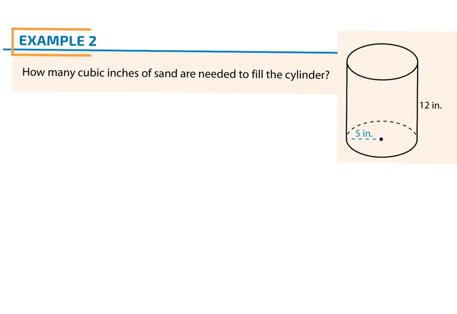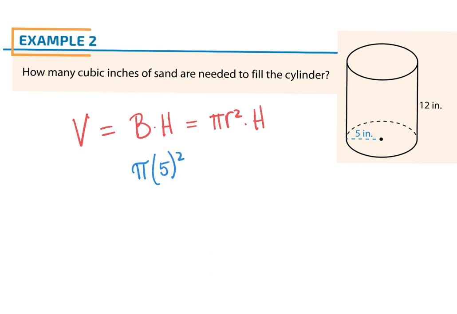So let's look at this. How many cubic inches of sand are needed to fill this cylinder? Well, the volume is what they're asking for if they want to fill it up with sand. We're going to do the area of our base times our height. The area of the base is pi r squared times our height. They gave us r, pi times 5 squared. They gave us our height, 12.